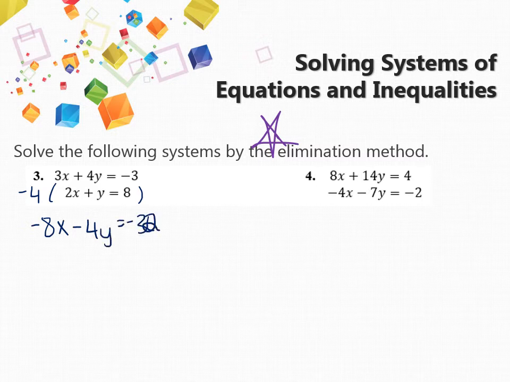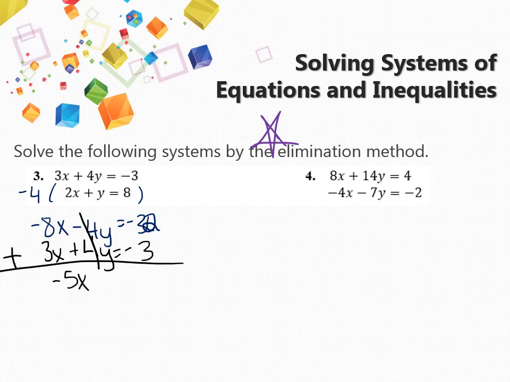Well, if I bring down that first equation, notice anything? I made it so that if I do old school addition, the y's will cancel. So negative 8 plus 3, negative 5x, drop my equals, and negative 35. If I divide both sides by negative 5 to isolate the x, I arrive at a 7.